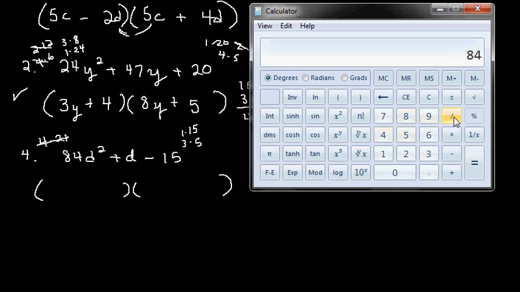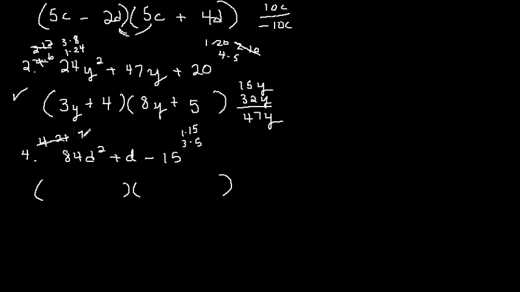84 divided by, what else would go into it? 4 times 3 is 12. So 7 times 12. There are so many possibilities for this one that it's really frustrating. So I'm going to get 7d. I like doing these though, just keep that in mind. 7d and 12d.